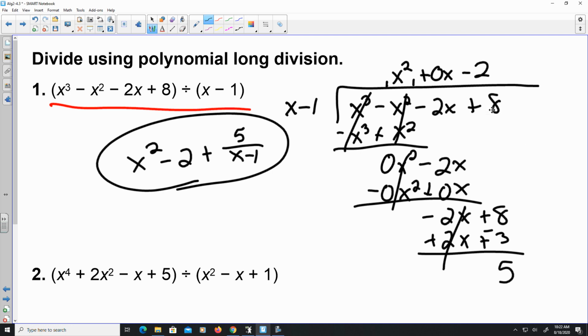My bad. This one here, this is not 3, this is 2, which would make this 6. So then that remainder would be 6. I was wondering why that didn't look right. My apologies.